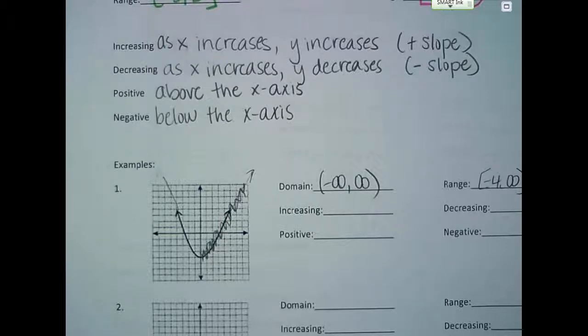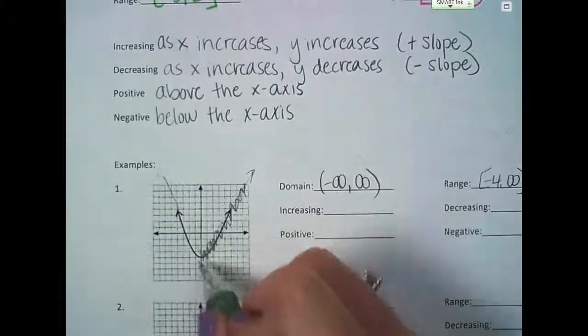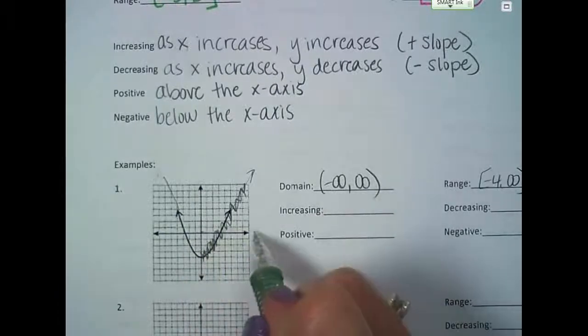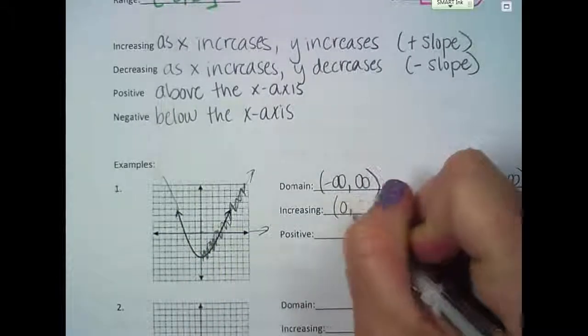So where in the domain am I increasing? What domain is increasing? It's from 0. I'm going to look at the x-axis. I'm at 0, and it's going to keep going all the way. So from 0 to infinity, correct?